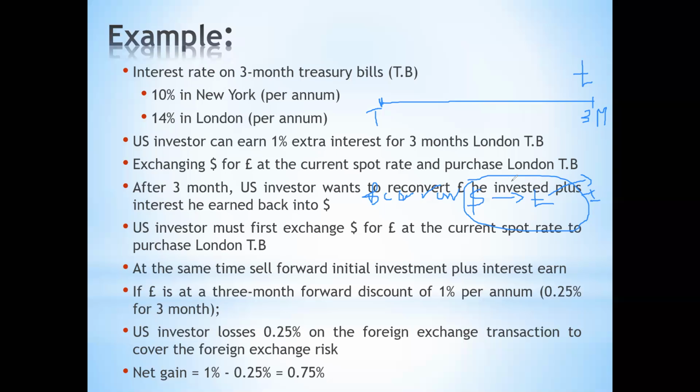Okay, you are receiving in terms of pound. Then if you are a good trader, right? If you are a good trader, you don't try to convert that pound at the spot market when the 3 months is over.